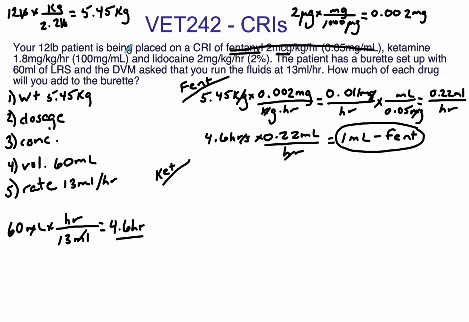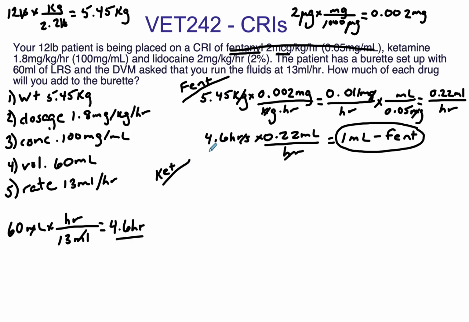Okay, so for my ketamine, my weight is the same. My volume is the same. My rate is the same. The only things that are changing here are going to be my dosage and my concentration of the drug. Luckily, my dosage is in lovely units, 1.8 milligrams per kilogram per hour. That's exactly what we want. And my concentration of ketamine is 100 milligrams per milliliter.